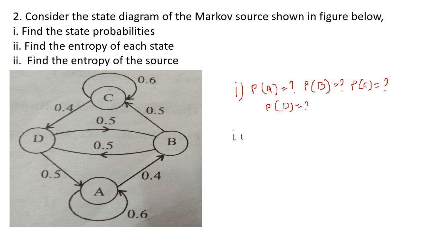Second question is finding the entropy of each state. Since we have 4 states, it is asked to find what is HA, what is HB, what is HC, and what is HD. Third question is finding the entropy of the source. So entropy of the source is nothing but H.